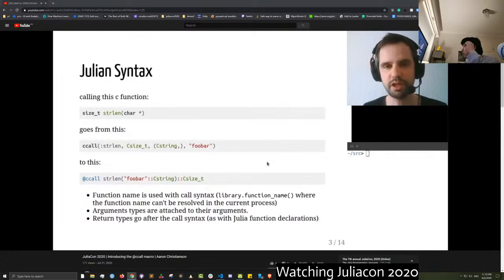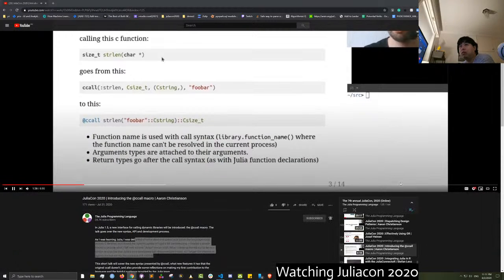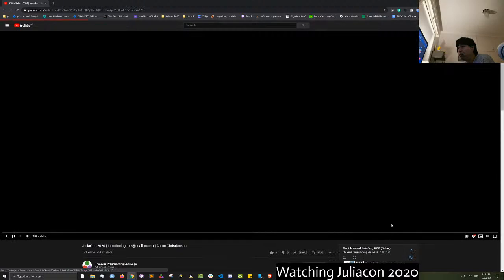So to unpack those a little bit, if you have a C function like this, size_t, string length, and then the argument is a pointer to char or a C string. In ccall, with the old ccall, you would write like this, ccall, and then you'd use.